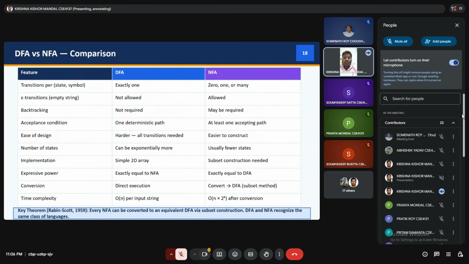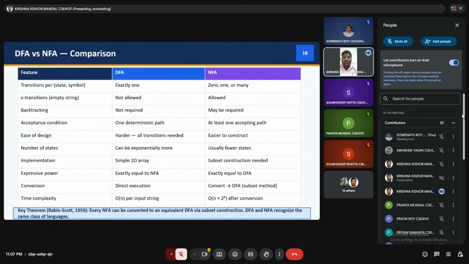Now I will compare DFA with NFA. In DFA, for each state and input symbol, there is exactly one transition. But in NFA, there can be 0, 1 or multiple transitions. DFA does not allow epsilon transitions while NFA does. DFA does not require backtracking, but NFA may require it. In terms of acceptance, DFA follows a fixed path, whereas NFA accepts if any path leads to a final state.